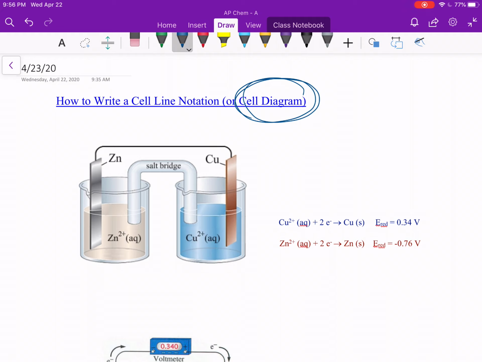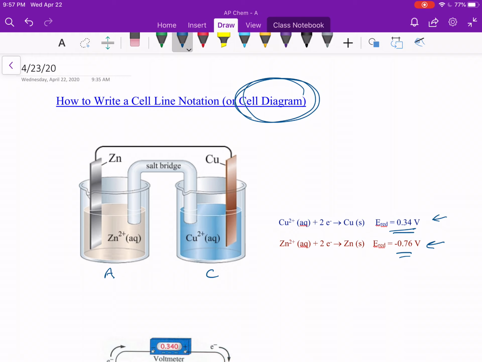To talk about cell diagrams, we see that we have our zinc copper cell again. Just to refresh our memory, we're going to look at the E-reds for each of these. Since the copper E-red is more positive, that is going to be the cathode. So the copper will be at the cathode end, and since the zinc is more negative, this means that it is going to be at the anode end.